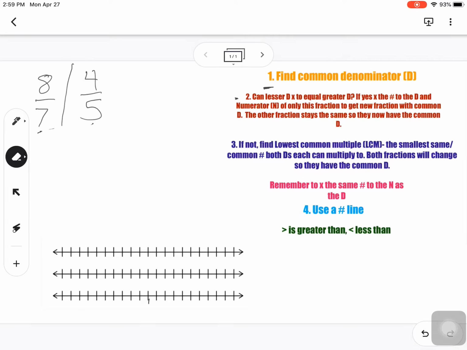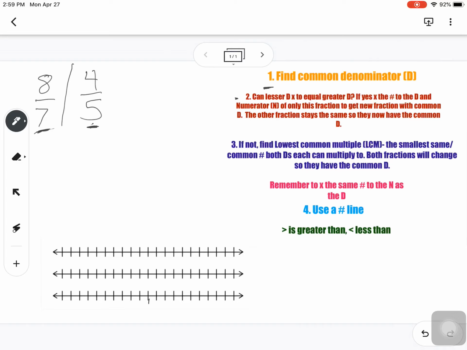Hi, I'm going to show you how to find a common denominator between two fractions so you can order them and compare them and also later on add and subtract them. So the first thing that I have to do is find a common denominator. The denominator is the bottom number of a fraction. The top number is called a numerator.